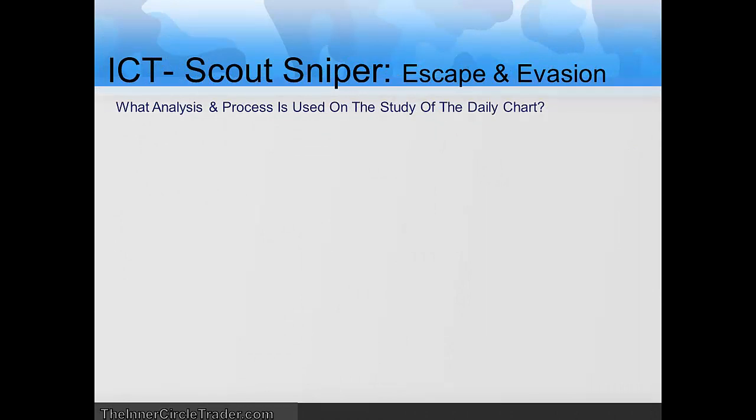What analysis and process is used to study the daily chart? We're going to be looking at the macro view on large funds and order flows. Now, the ICT daily chart time frame checklist. This is what you're doing when you first sit down at your chart and you first begin your analysis on a particular pair or asset class. You have your daily chart opened up. What is it that you're supposed to be doing?